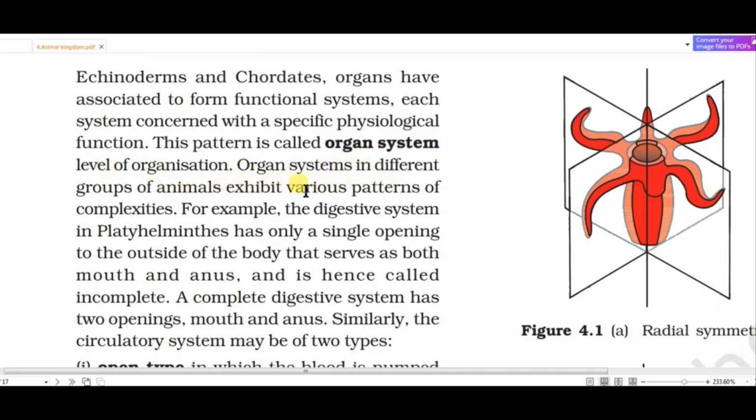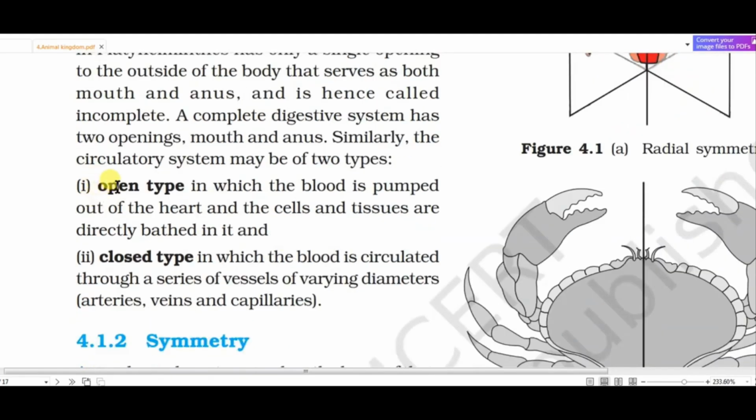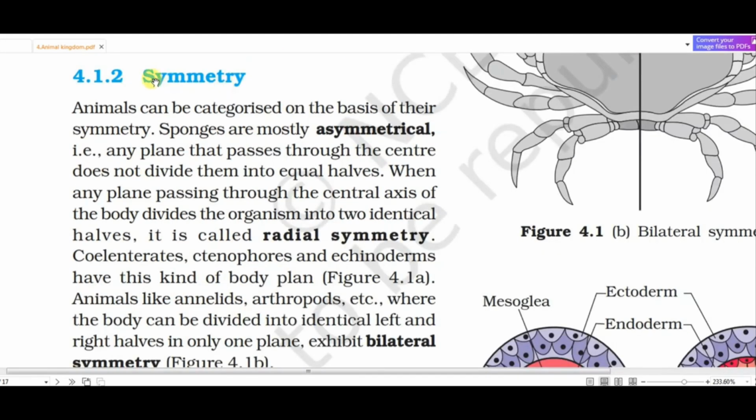Organ systems in different groups of animals exhibit various patterns of complexities. For example, the digestive system in Platyhelminthes has only a single opening to the outside of the body that serves as both mouth and anus, hence it is called incomplete. A complete digestive system has two openings, mouth and anus. Similarly, the circulatory system may be of two types. Open type, in which the blood is pumped out of the heart and the cells and tissues are directly bathed in it, and second, closed type, in which the blood is circulated through a series of vessels of varying diameters: arteries, veins and capillaries.